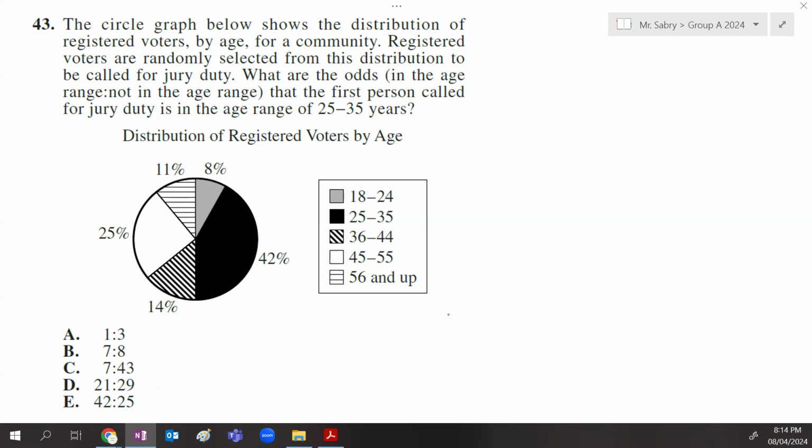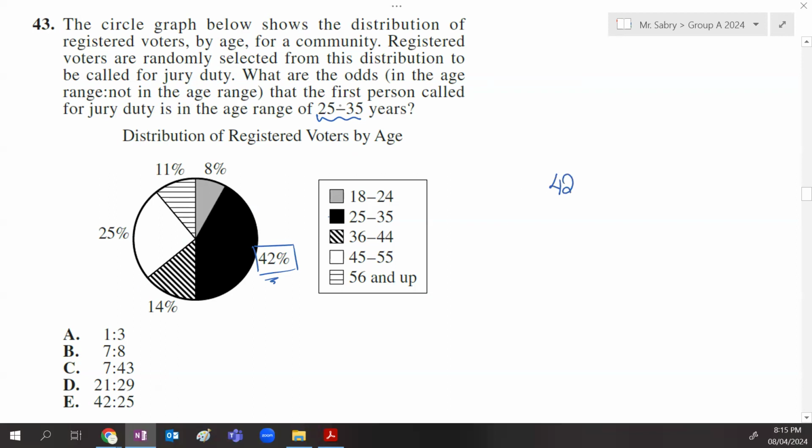Okay, so what are the odds? I mean, what are the probabilities? Chances, exactly. So what are the odds in the age range is basically the probability that someone turns out to be in the age range of 25 to 35. So 25 to 35 is the black part, apparently, which is 42%.